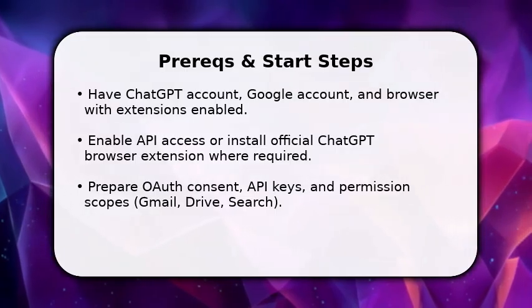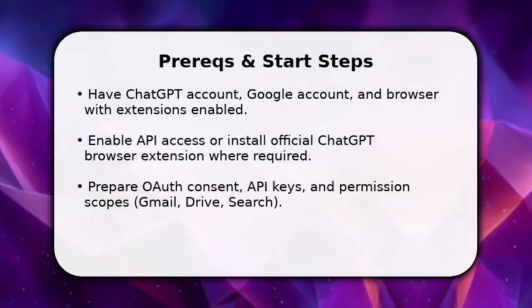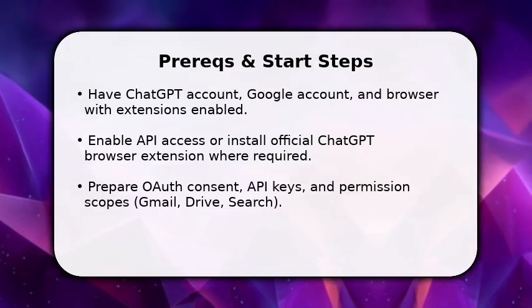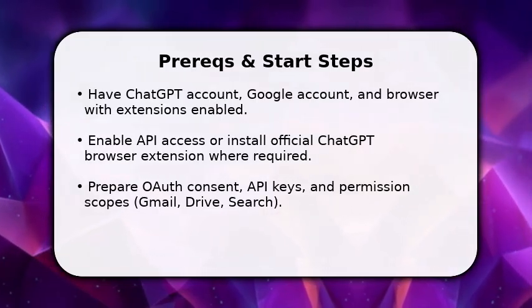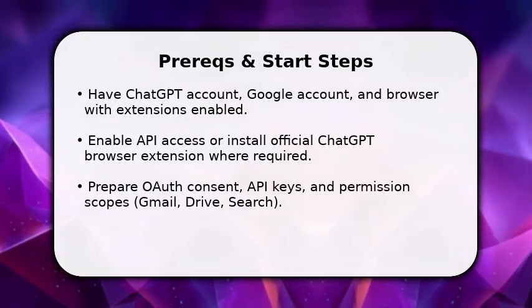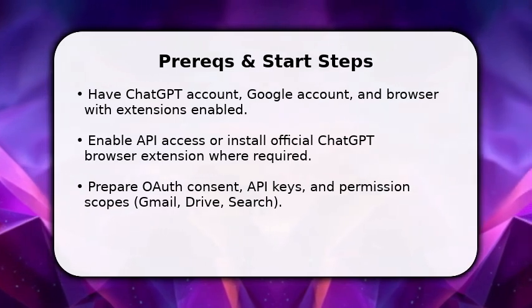Next, open Google Cloud Console to set up OAuth credentials and add scopes for the services you want: Drive, Gmail, or Search. Once done, copy the client ID and secret into your integration portal. This step links identities and grants controlled access. It prevents later auth failures and avoids overprivileged tokens.